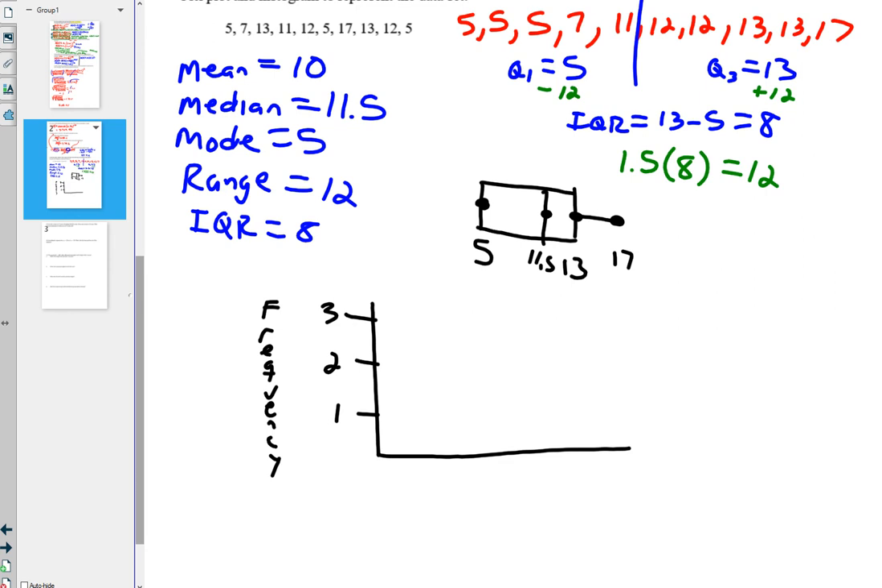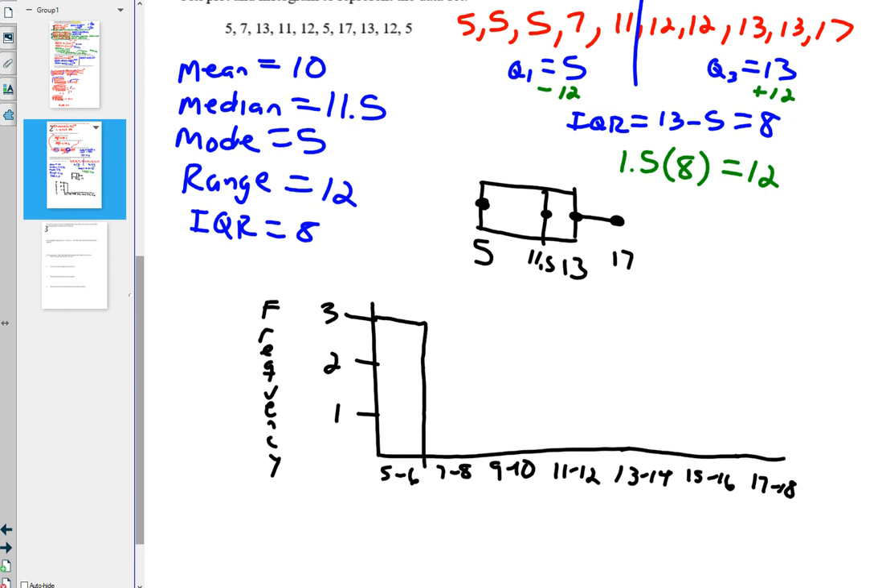And then let's do like a 5 and a 6, then a 7 and an 8, then a 9 and a 10, 11 and 12, 13 and 14, 15, 16, 17 and 18. So between 5 and 6, we have 3.